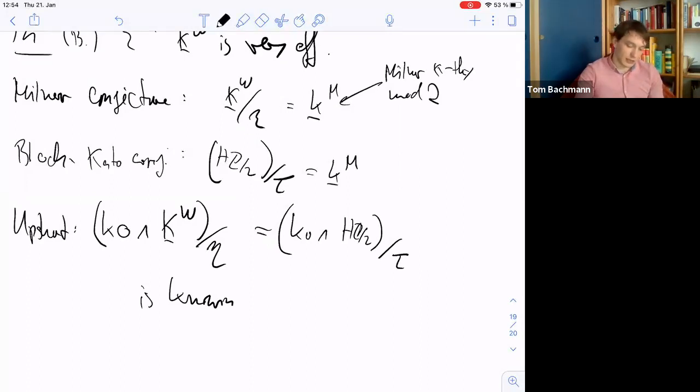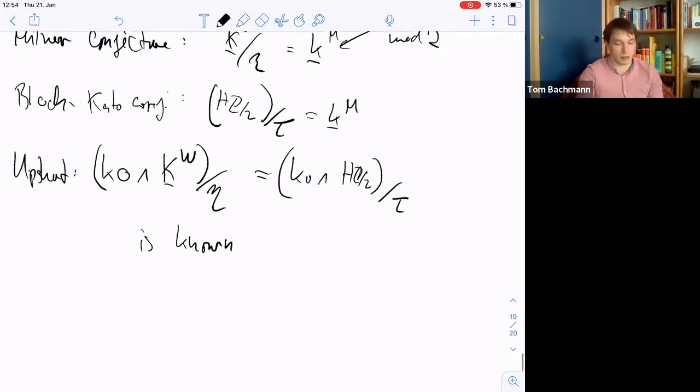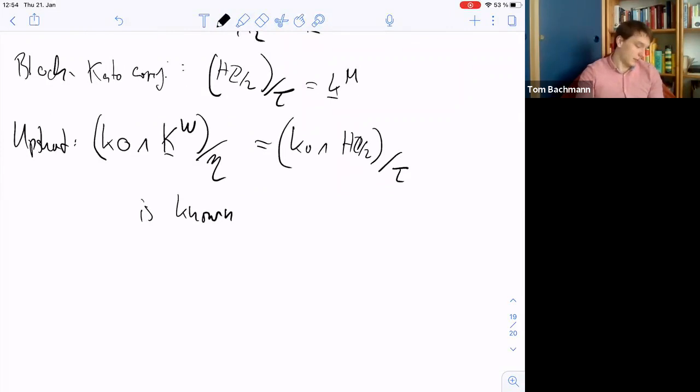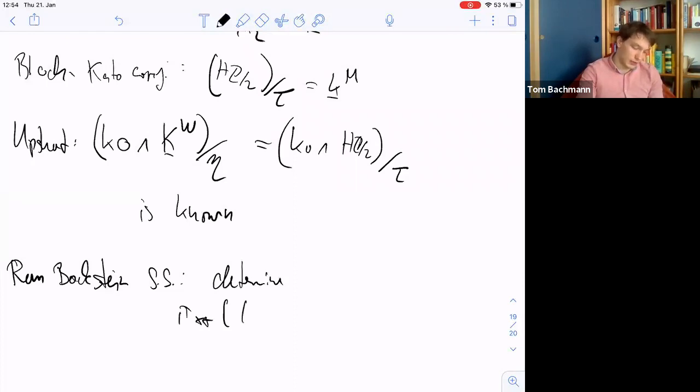So it's known by work of Ananyevskiy and some collaborators, whom I don't remember, probably Oliver Röndigs and some others. Anyway, so we know what this guy is. And then the idea is you run a Bockstein spectral sequence. And the goal is to determine pi star star of little ko smash capital KW, and then you eta complete it.